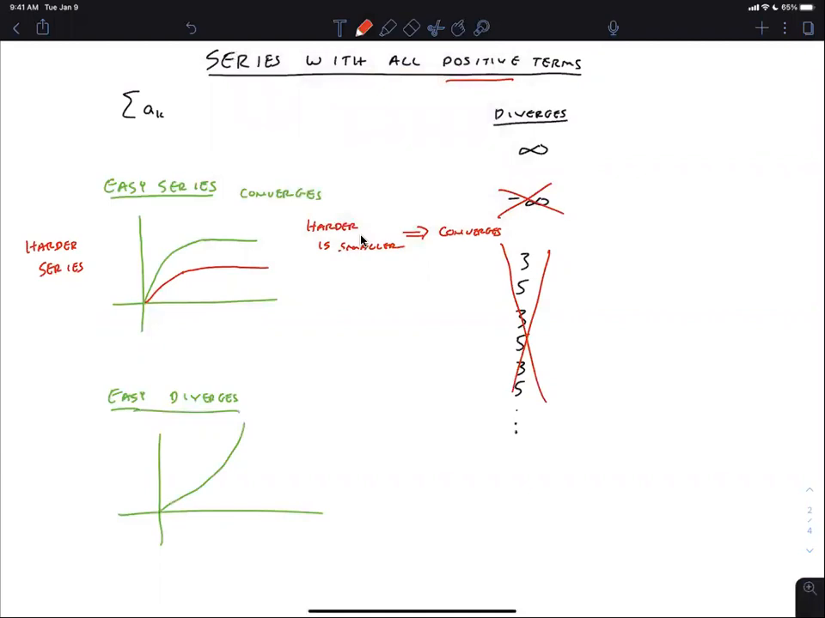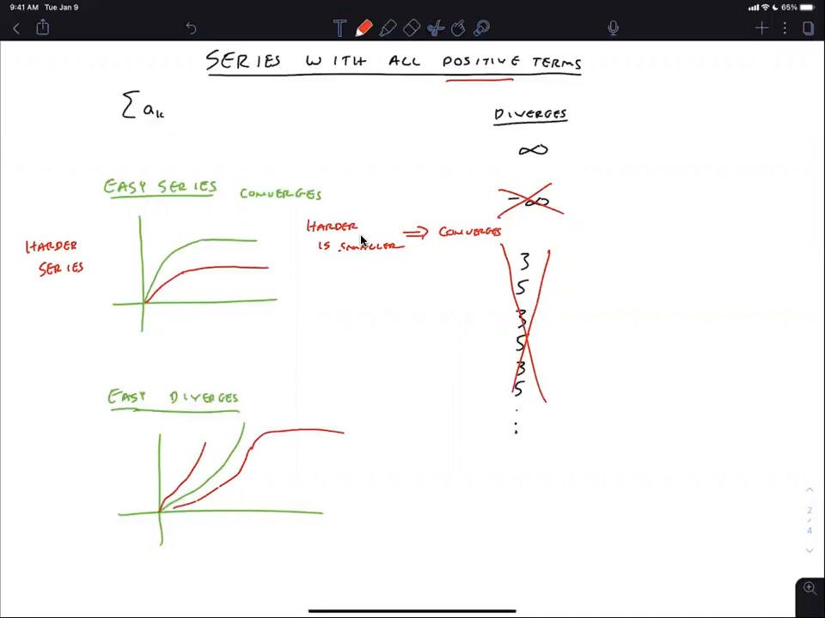Okay, so now, if the harder one is bigger, or if the harder one is smaller, which one is useful in making a conclusion about the harder series? If it's bigger. If it's bigger, it has to go to infinity too. But if it's smaller, it could go to infinity still, just slower, right? If we're down here, it could go to infinity, but slower, or it could level off. And so we don't know.